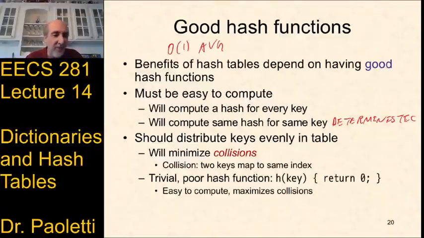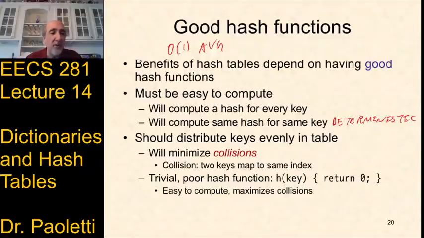So we've got to have a hash function that's easy to compute. It's got to compute the hash for every key of the type that it's defined for, and it's got to give the same hash for the same key every time. Now, the good thing, to get a good hash function and to get the complexity average case O of 1, we need to distribute the keys evenly.